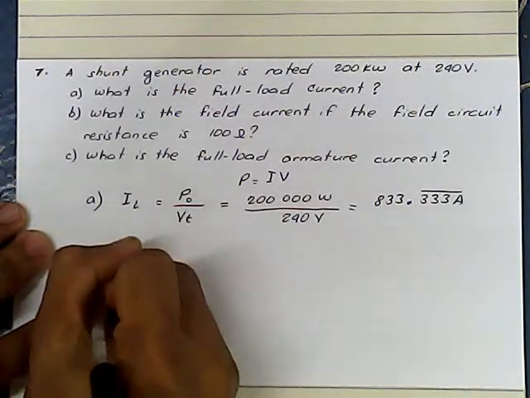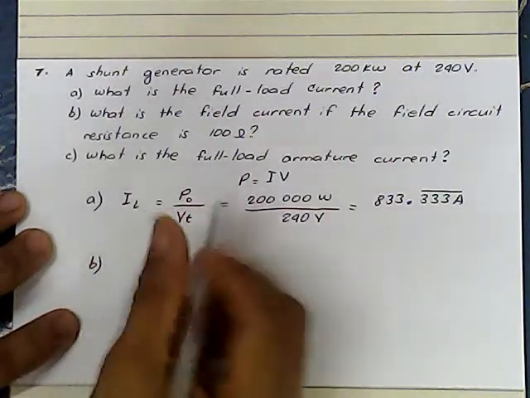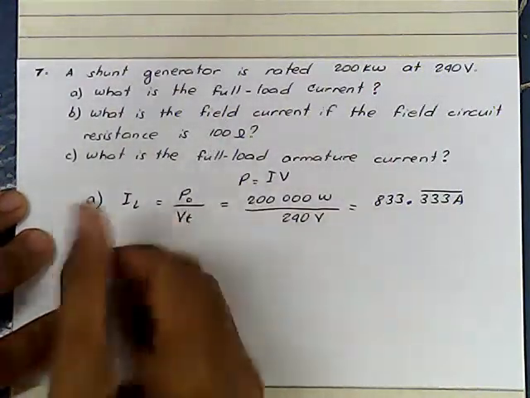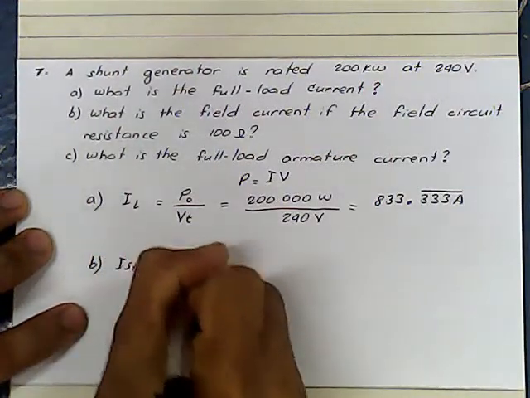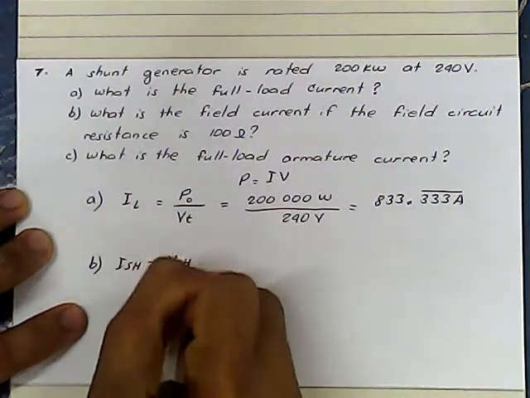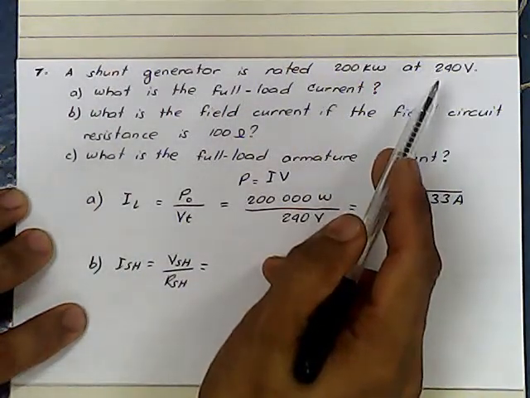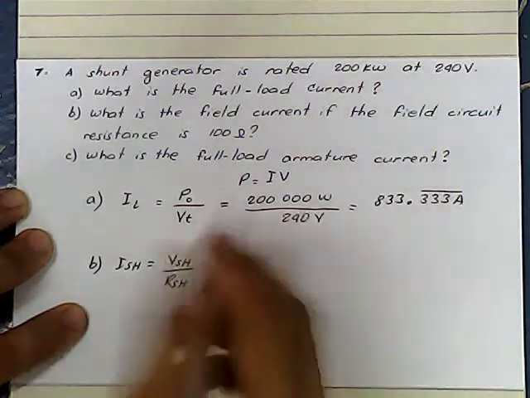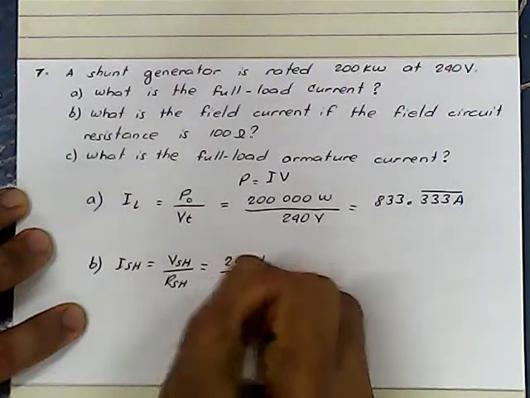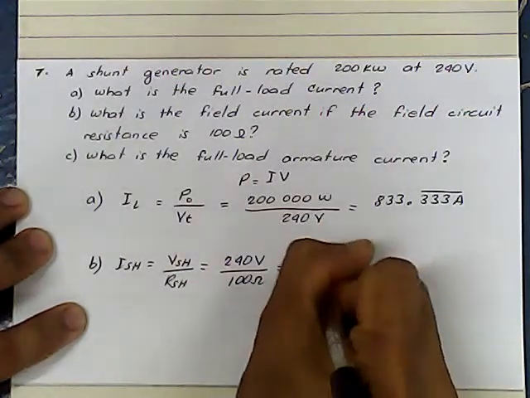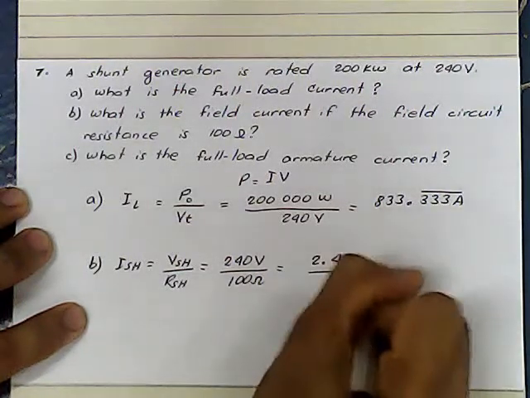Next, let's go to letter B. Letter B, what is the field current if the field circuit resistance is 100 ohms? So, field current, again, ISH is equal to VSH all over RSH. So, our terminal voltage, which is equivalent to the shunt field voltage, is 240 volts. Divide this by 100 ohms. This will give us 2.4 amperes.